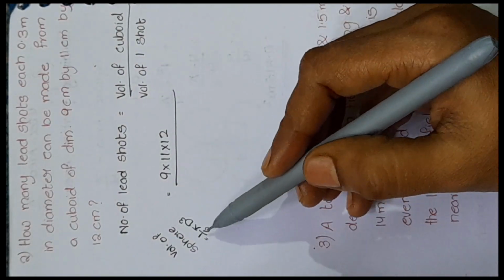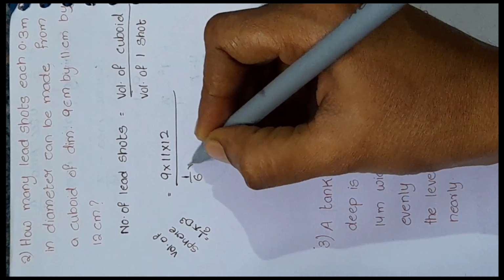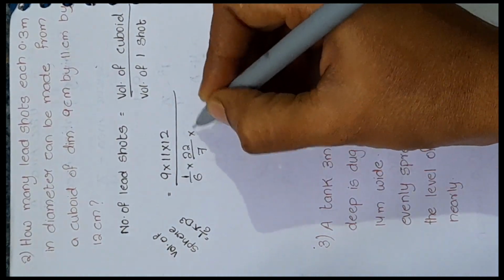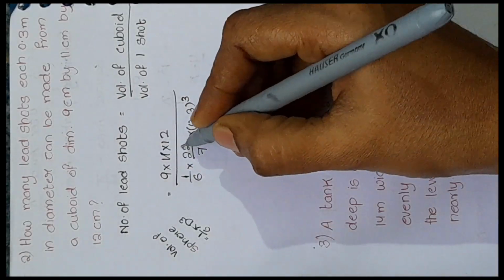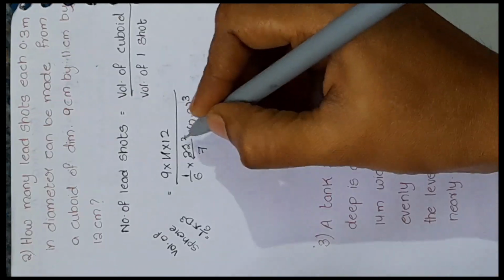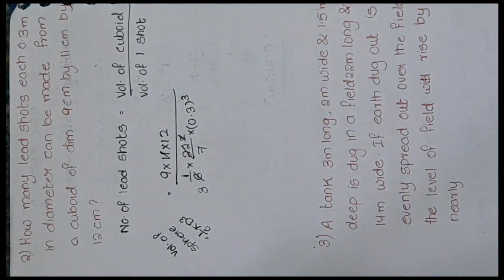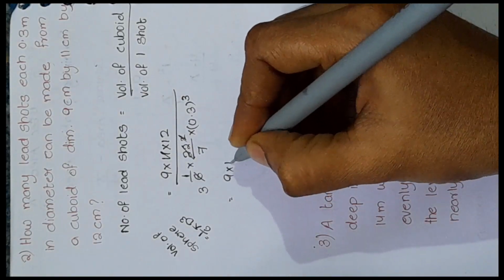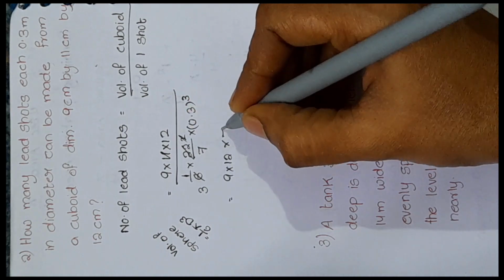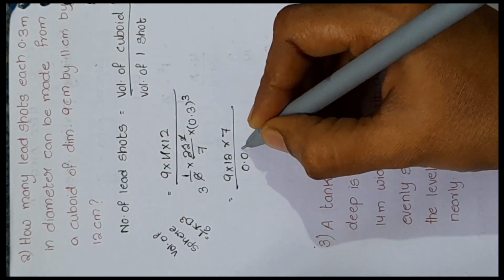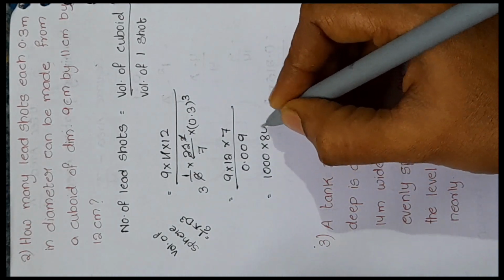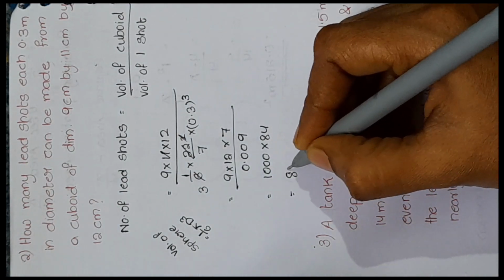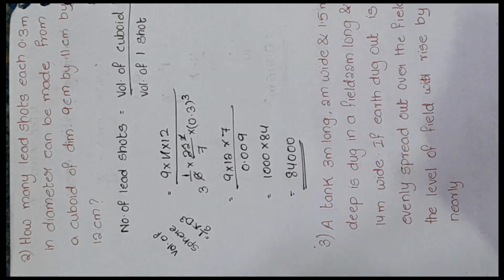Volume of the cuboid is length into breadth into height. Volume of the sphere is 1 by 6 pi d cube. 1 by 6 into 22 by 7. Here diameter is 0.3. So 0.3 whole cube. 11 ones, 11 twos, 2 ones and 2 threes. We get 9 into 12 into this 7 goes to the numerator by 0.09, which is equal to 1000 into 84, which is 84,000 lead shots are required.